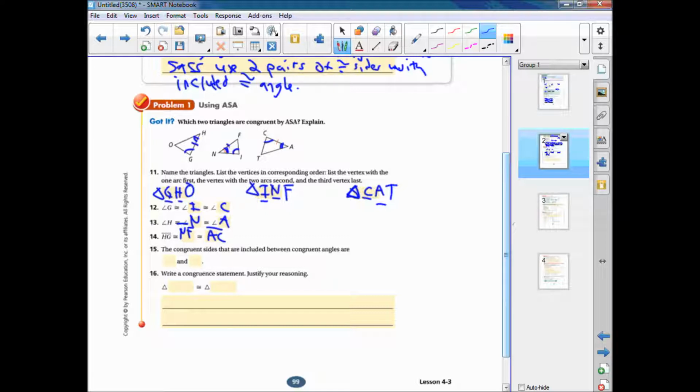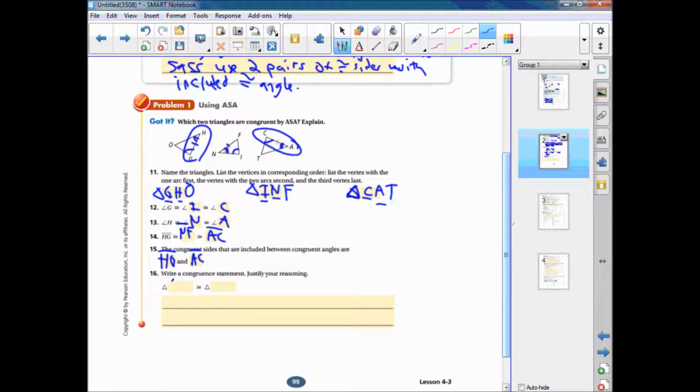Okay. All right, the 2 congruent sides that are included between the congruent angles are, let's see, I'm going to have to go with HG and CA. That's the side that comes between the angles, whereas this side in the middle one does not come between the 2 angles. So we're going to have to go with HG and AC or CA.